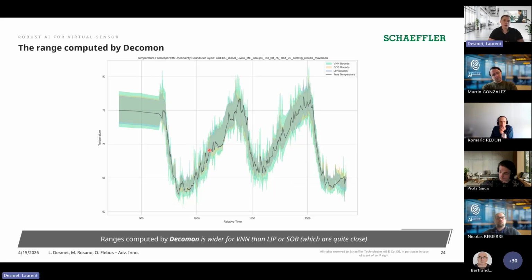Okay, this is the kind of range that Decommand can provide. So once again, it's not super straightforward. What you can see is that the green area, which corresponds to the bound provided by Decommand, is broader than the Lipschitz and the Sobolev. The Sobolev is when we just penalize the gradients. For sure, vanilla is worse. Between Sobolev and Lipschitz, it's kind of similar, but still a small advantage for Lipschitz.